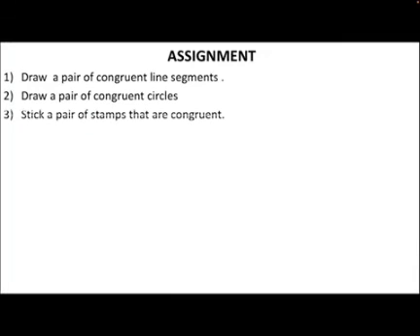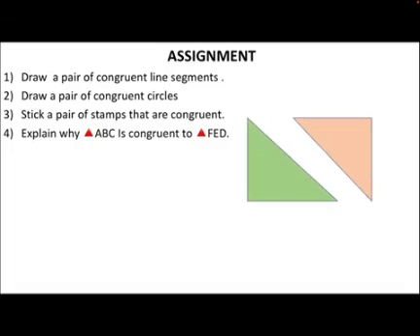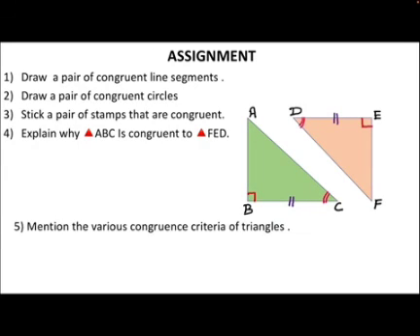So your assignment is very, very simple, children. So this is the figure and these are the questions. Very, very simple assignment. You do not need any help with this. Draw a pair of congruent line segments. You can draw any pair of congruent line segments, AB and CD, PQ and EF. You can draw two line segments of the same length. You can draw in any direction.